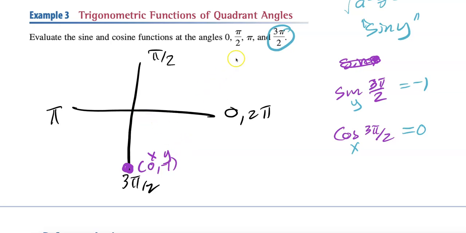So that's how you do all these. You do it everywhere. Like this would be 1, 0, so sine would be the y value, cosine would be the x value. You do it at every single point.